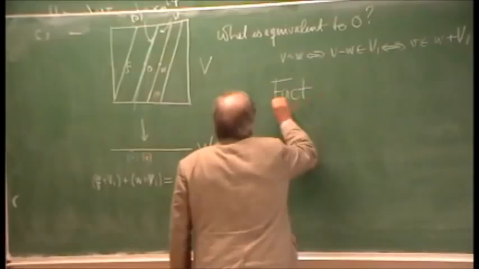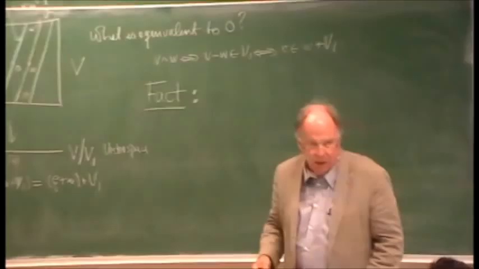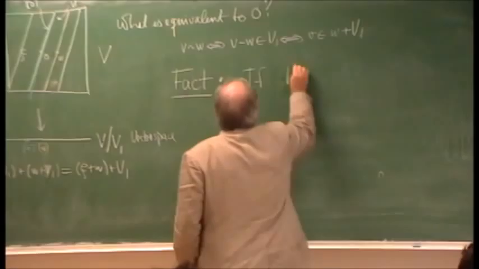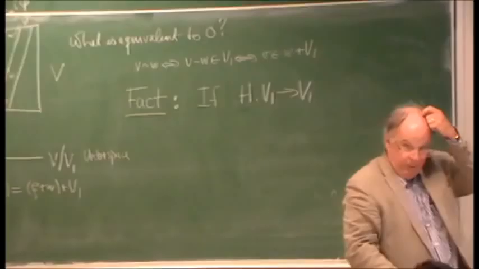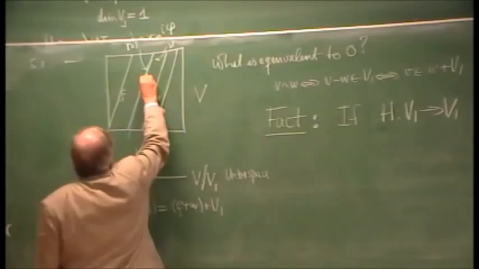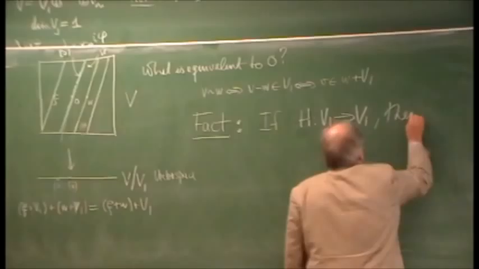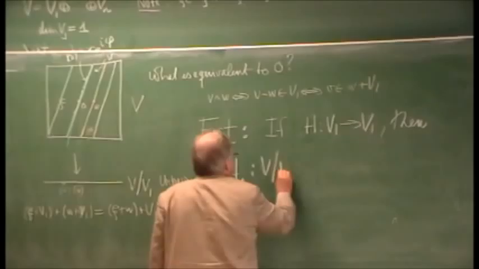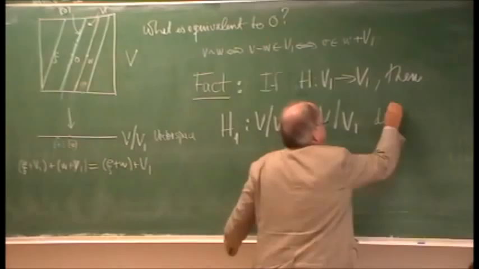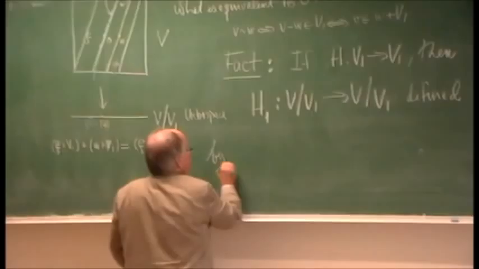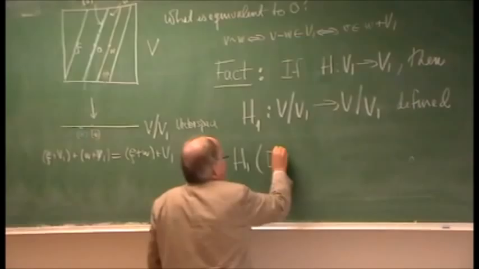Okay. Now, here's the fact that you need to check. But it's a very easy one to check. You can just check it yourself, okay? If H, this operator, stabilizes the thing that you started with, okay? So this operator is doing things in here. It stabilizes this thing here. Then let's say H1 can be pushed down to the quotient space, is well-defined by H1 of the equivalence class of V equals the equivalence class of H of V.